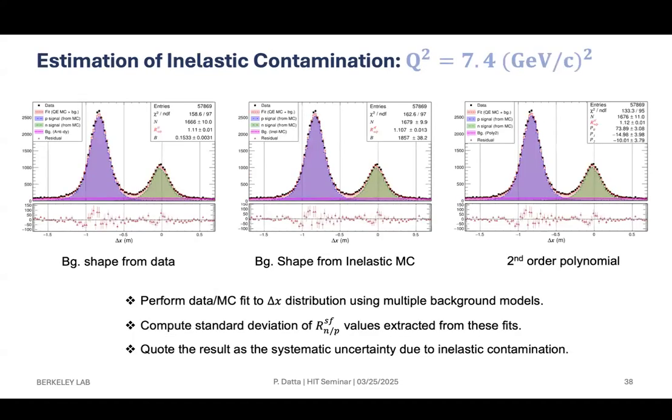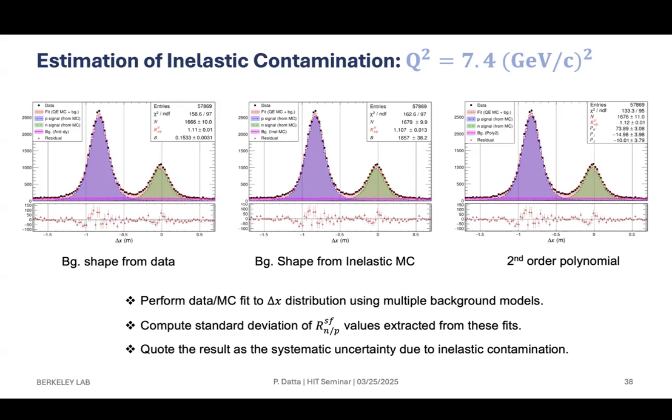So just to talk about the quantification for the estimation of the inelastic contamination. This is the data Monte Carlo fit that I showed you a few slides ago. All we do is this fit using the quasi-elastic proton and neutron signals, but with different background models, right? We can get our background shape from data by using anticut cuts. Then we can also get the background shape from inelastic Monte Carlo, as I showed before. We could also use some parameterization and so on.